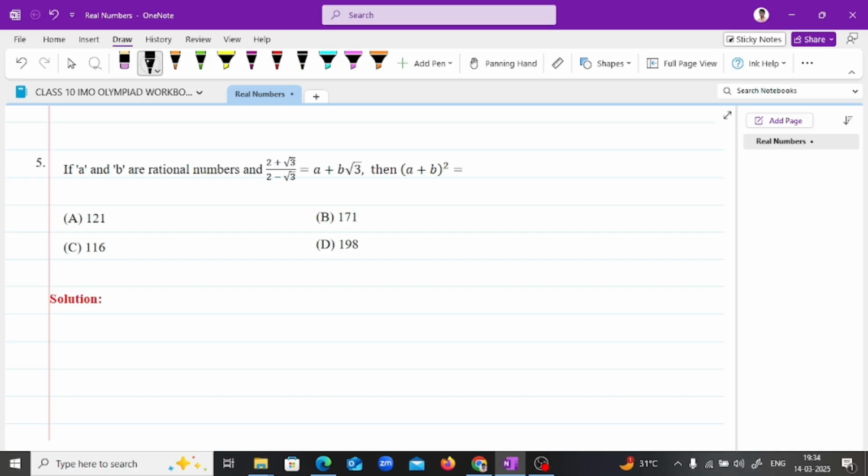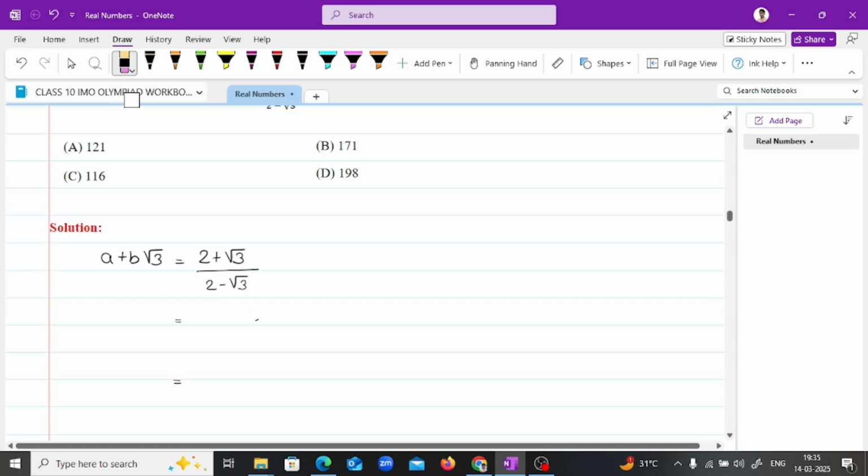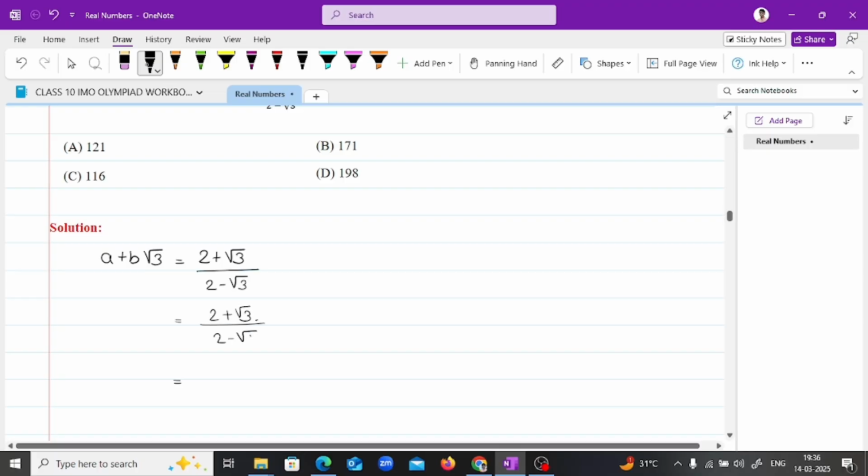Okay, we can solve this problem by rationalization, by multiplying it with the conjugate pair. So I will first write down a plus b root 3 is equal to 2 plus root 3 divided by 2 minus root 3, right? Which is already given in the question. Now in order to rationalize, we will multiply and divide with the conjugate of the denominator, and the conjugate of the denominator 2 minus root 3 is 2 plus root 3. So 2 plus root 3 divided by 2 minus root 3 into 2 plus root 3 divided by 2 plus root 3.